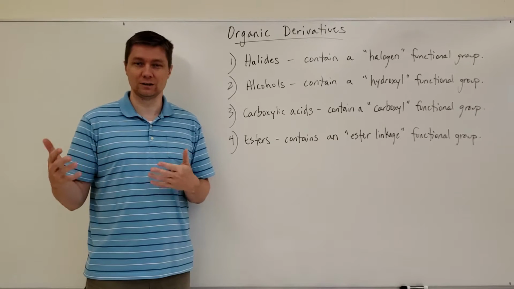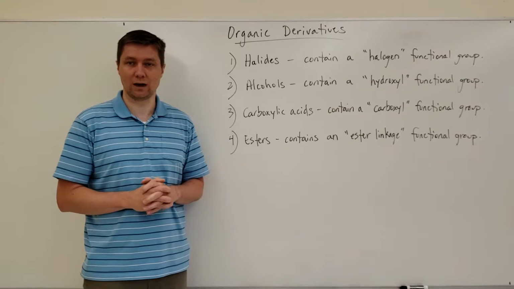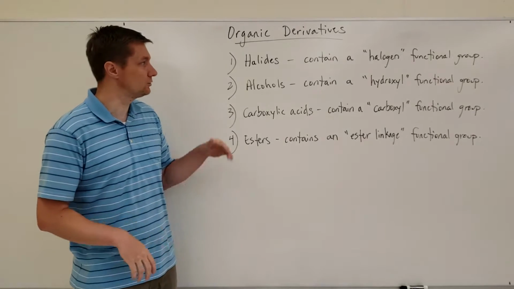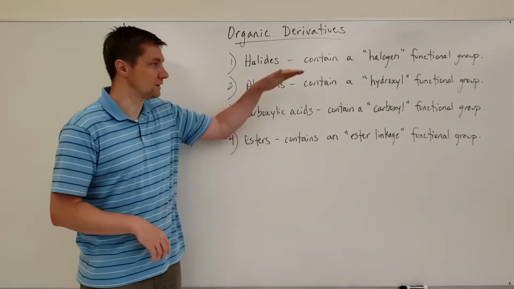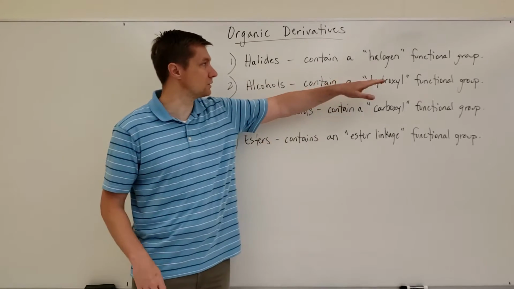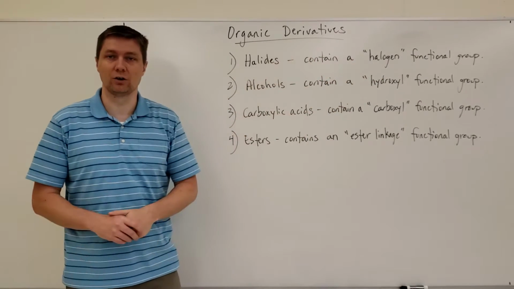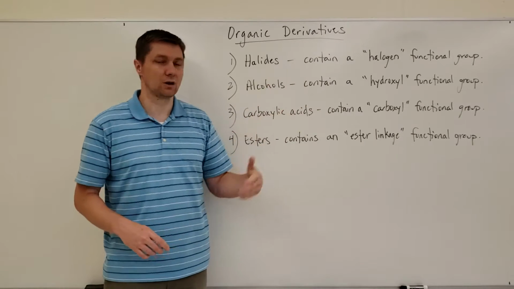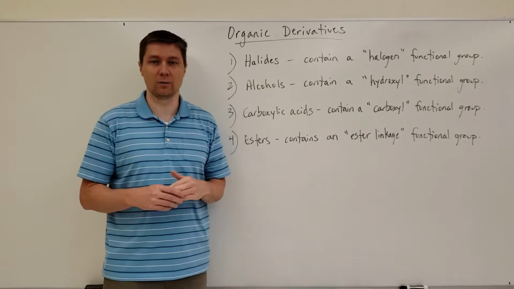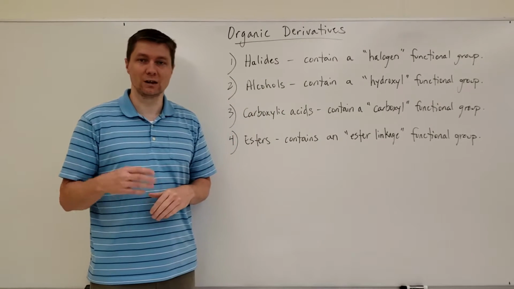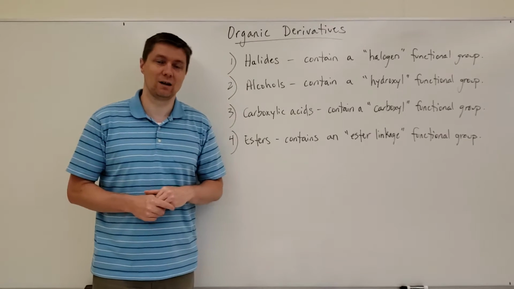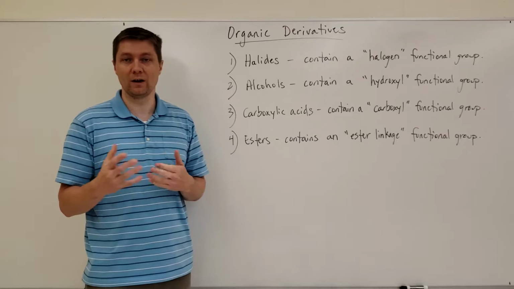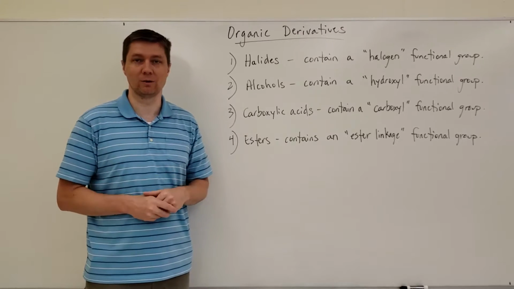We'll go through the details of each one as we get to each organic derivative, but you can see here that each organic derivative contains what's called a functional group. And they're listed up here on the board in quotation marks. So halides contain a halide functional group, and then hydroxyls, carboxyls, and ester linkages. And we'll talk about each one of those. So in the next clip upcoming, I'm going to jump into the first one, which is halides, and talk a little bit more in detail about what they are, what they look like, and how we can name them.